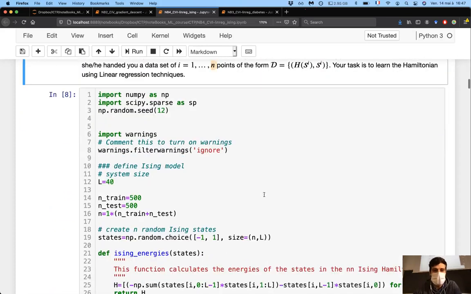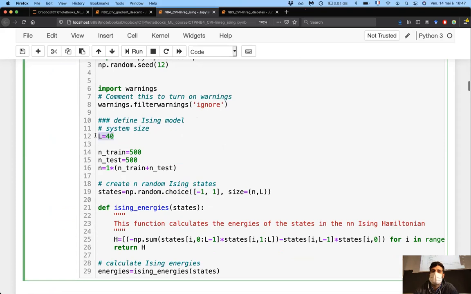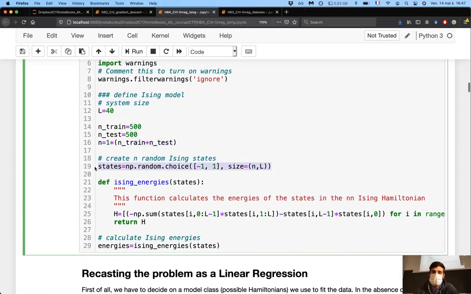All right. So here is a small piece of code. Again, I will not spend too much time on the details, but essentially here I'm defining the size of the system, the number of spins on the ring. Here will be the number of training samples, the number of test samples, and N is the total number of samples. This line here is just generating random configurations. It takes values in the discrete set -1 and 1. It's not the continuous set of all the real numbers between -1 and 1, and it will generate N such configurations of size L.